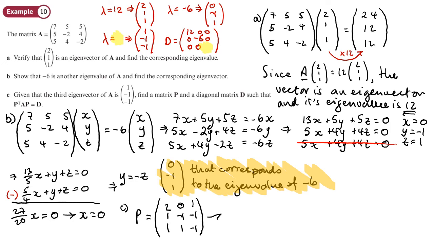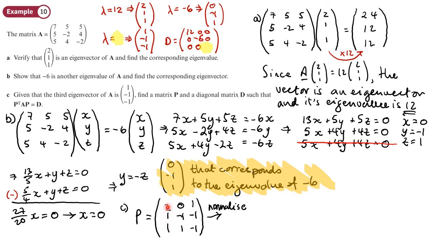So let's normalize it, which means we need to divide each of the eigenvectors by their lengths. So in the first column here, dividing that vector by its length, it's going to be 2 squared plus 1 squared plus 1 squared. So that's 4 plus 1 plus 1.